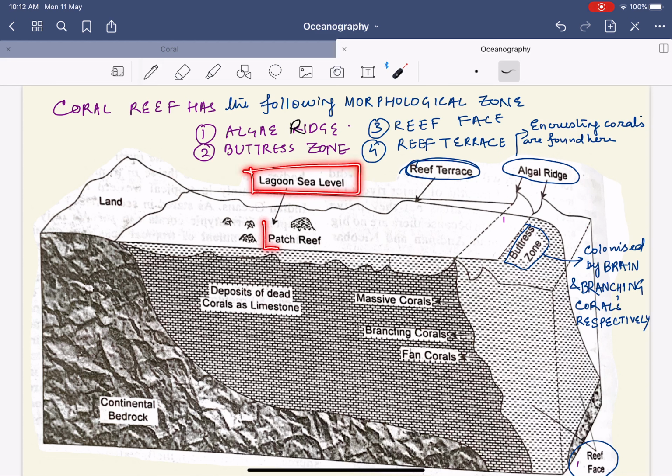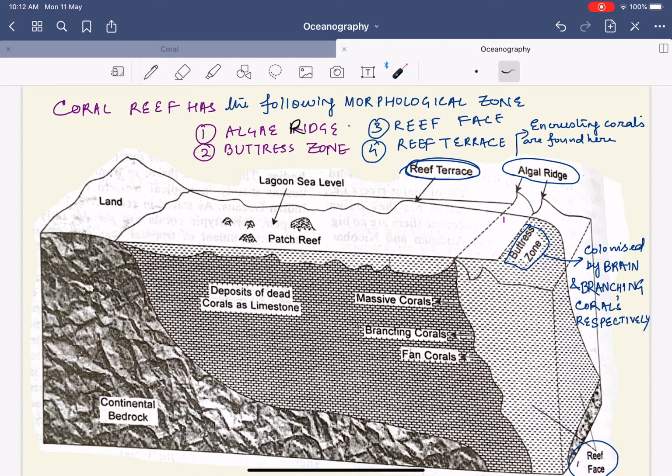What is this lagoon? This lagoon is present behind this reef terrace. What is this reef terrace? Reef terrace consists of the reef building corals and it's located behind the algal reef. That is all simple. You can draw this diagram and from the diagram itself you can analyze.